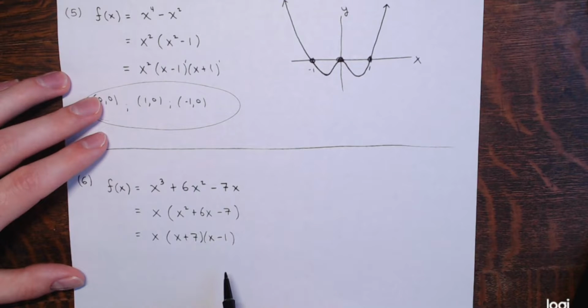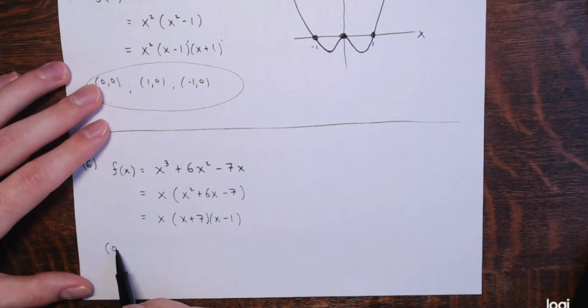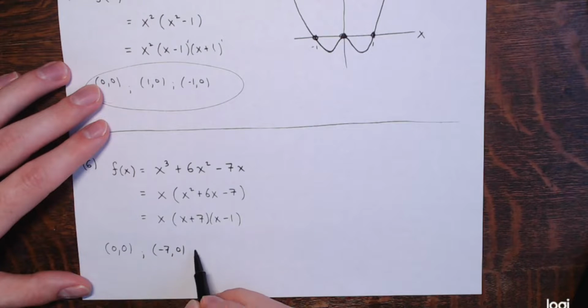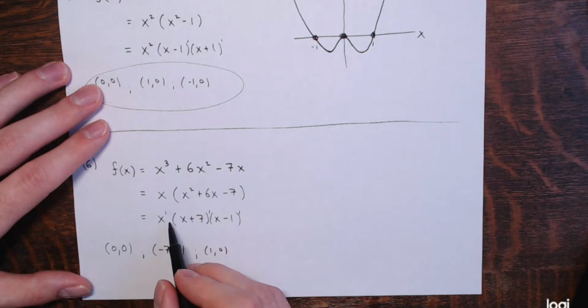All right, so the intercepts, one is at 0, 0 again, clearly if x equals 0, the output would be 0. Another one's at negative 7, right? And another one's at positive 1. And each one of these has an odd power on it, right? These are all to the first power.